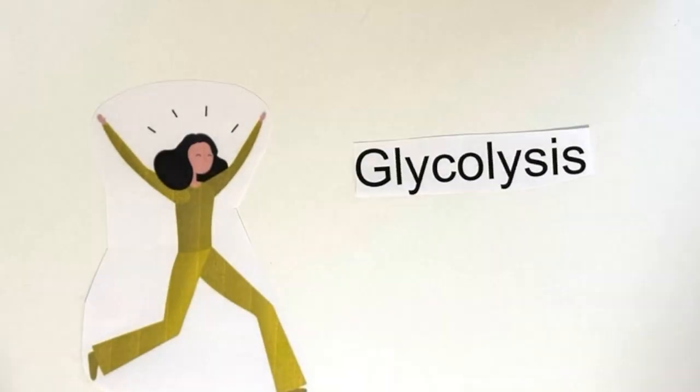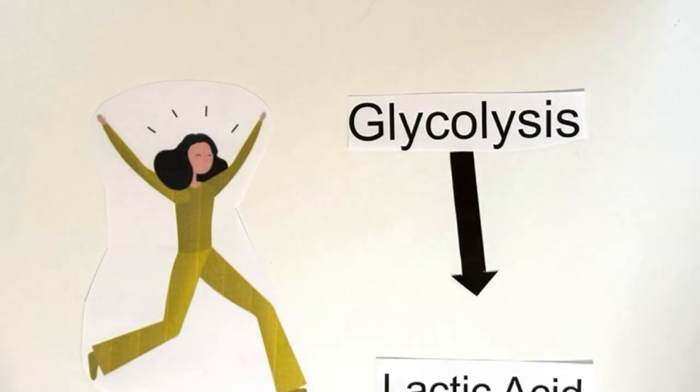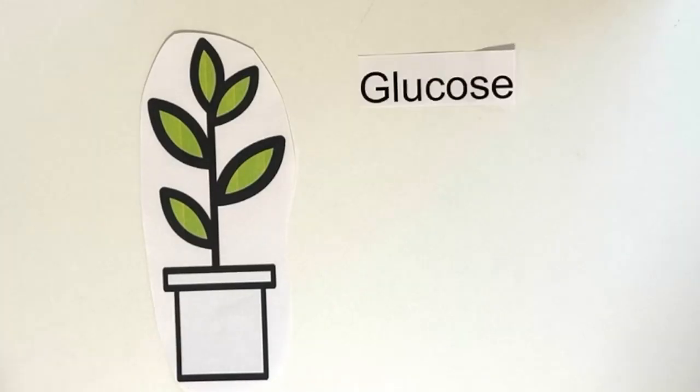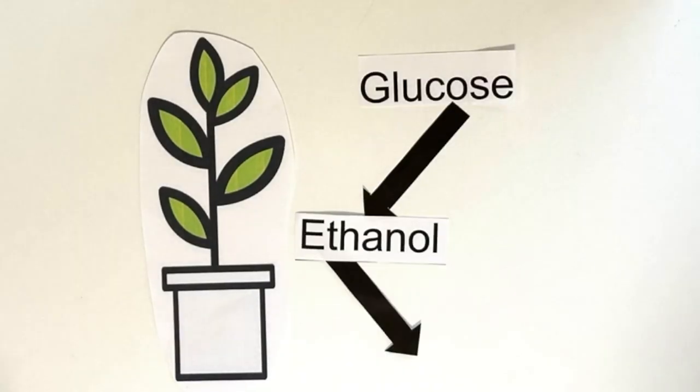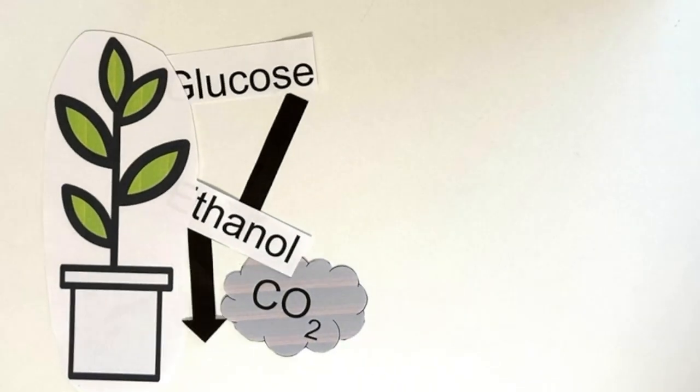The glycolysis of glucose in humans will mean that it transforms into lactic acid and then into lactate. When it happens in plants, however, the glucose will transform into ethanol and then CO2.